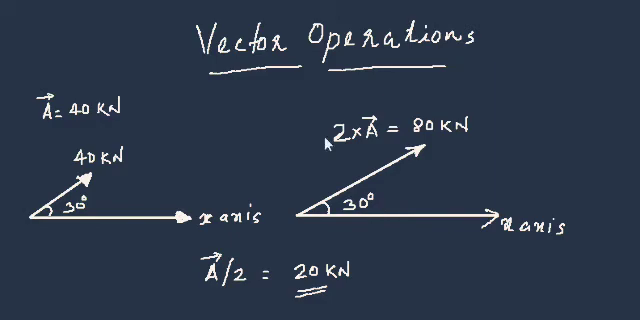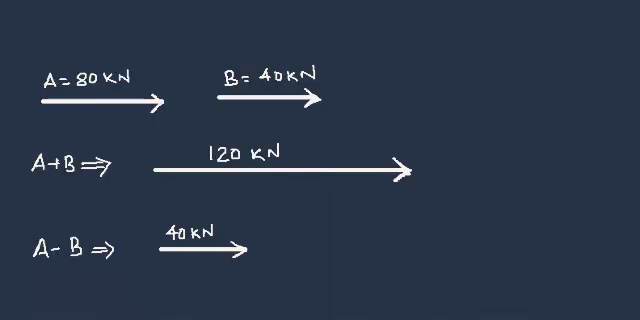But the case is different when you are operating between two vectors. Then you need to consider both magnitude and direction. Suppose you have two vectors as shown in figure, A 80 kN acting along the x-axis and B 40 kN acting along the x-axis. So as you can see in the figure, these two vectors are acting in the same line, otherwise called collinear vectors.